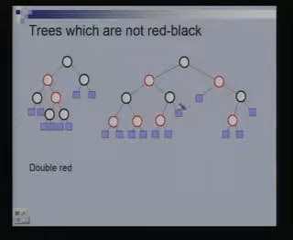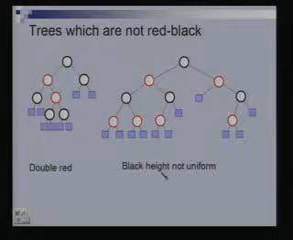Here I add the external nodes. The black depth of this node is 2, of this node 2, of all of these it is 2, this is also 2, this is also 2, this is 1. So, this is the culprit. For this reason, this is not a red black tree. So, black height is not uniform, or black depth is not uniform. Okay.